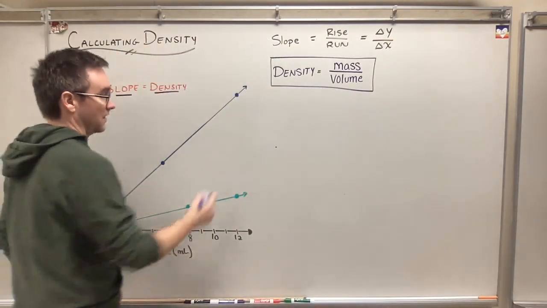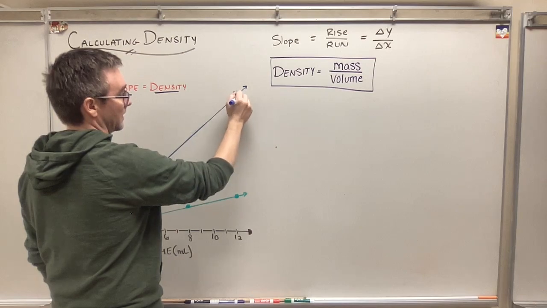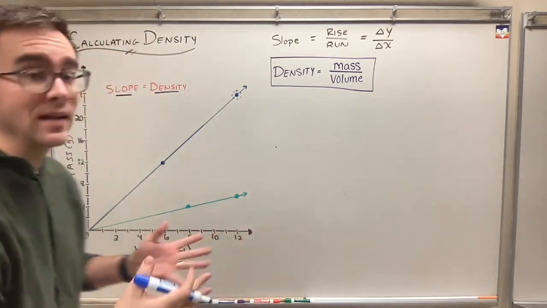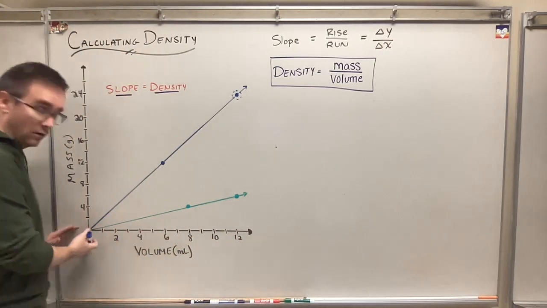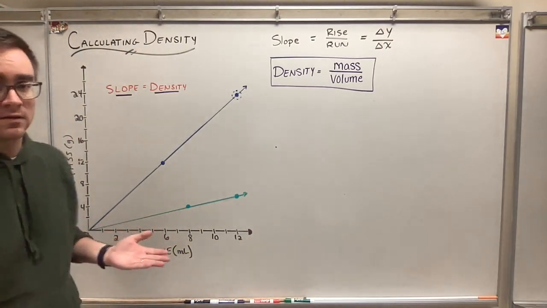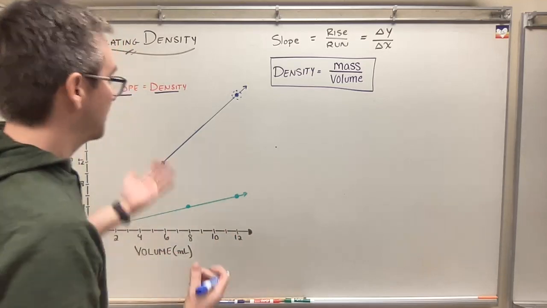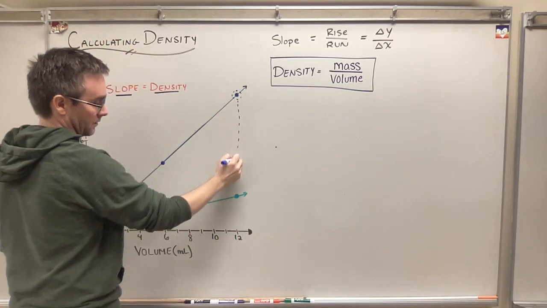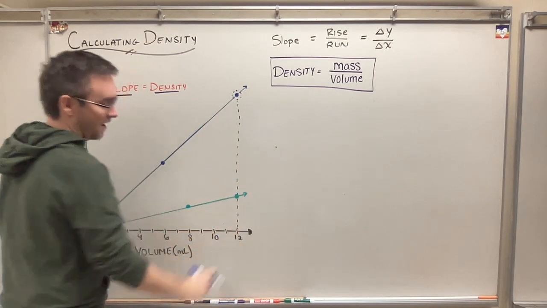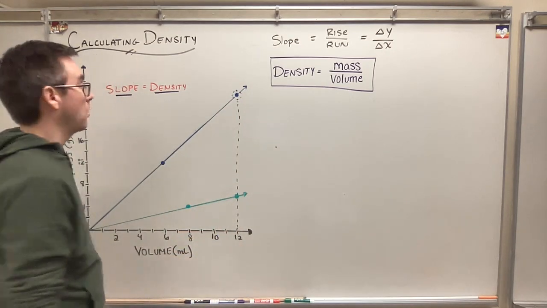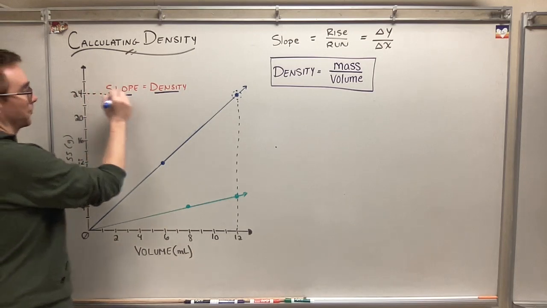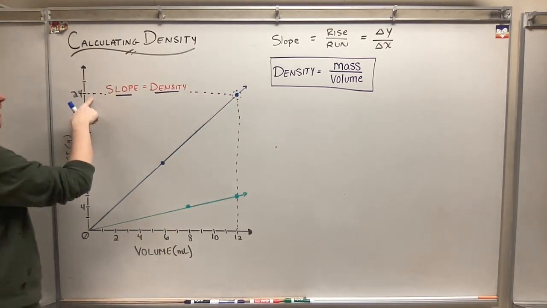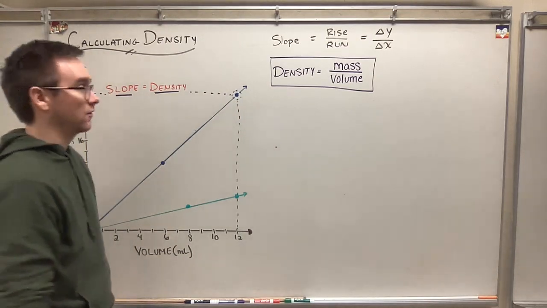So let's say I pick this point right here. I can pick any point on this graph. The only one I can't pick, I should say, is 0, 0 because nothing has no space. So we got to pick something. All right, I'm going to pick this one right here. At this point right here, I have a volume of 12, and I have a mass of 24 grams.